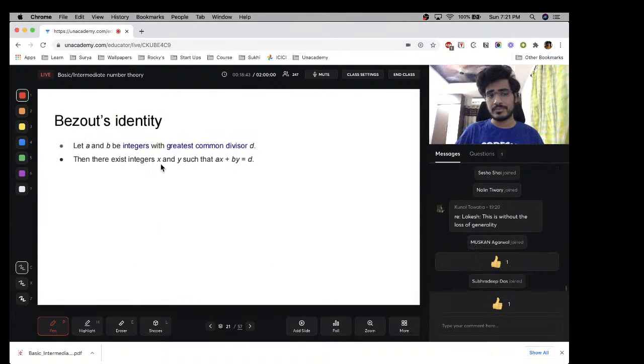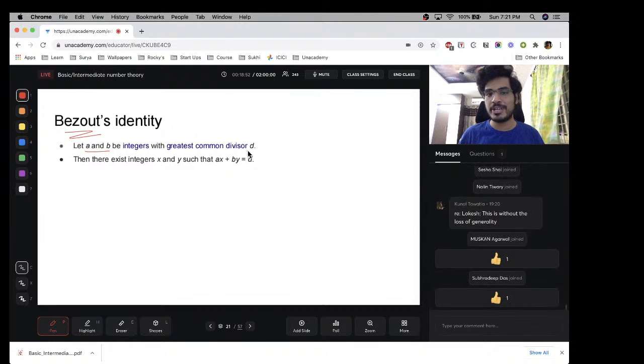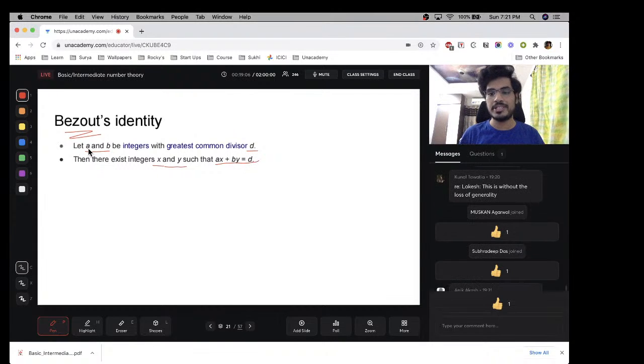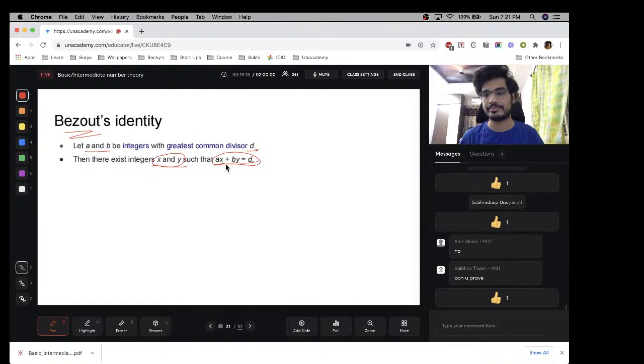Bezout's identity. The name looks very complex, but it's very simple. If there are two integers A and B whose greatest common divisor is D, then there exist integers x and y such that ax plus by equals d. I hope everybody understands this. I'll repeat. If there are two integers a and b with GCD d, then there exist a pair of integers x and y such that ax plus by equals d. Yes, soon we'll see how to prove this, Vaibhav.